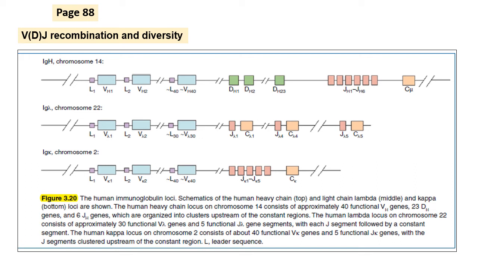In the immunoglobulin kappa chain, the genes coding for the kappa chain are present on chromosome number 2. We have variable kappa with 40 functional genes, and junctional kappa with 5 functional genes.